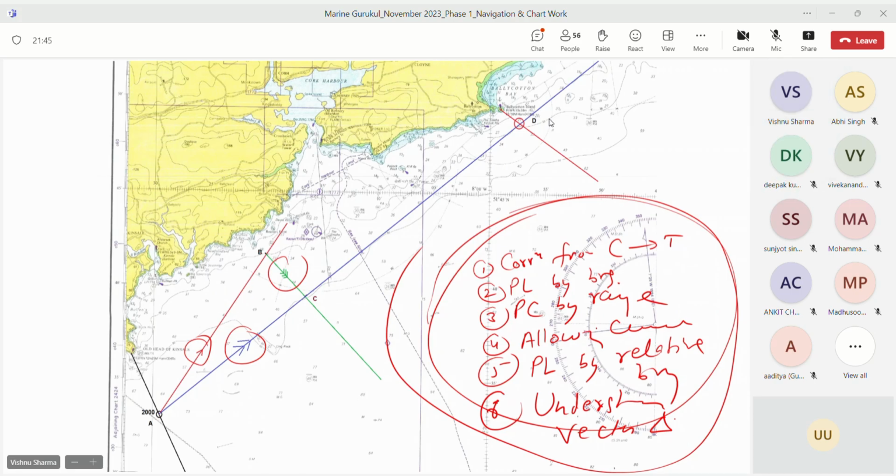Sir, one doubt. If it says nearby, then also we take CTS, correct sir? What do you mean by nearby? Nearby is an ambiguous term. What you are trying to say is when it will be closest. Okay, then we take CTS, sir.